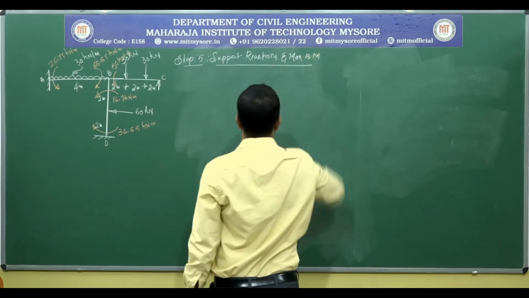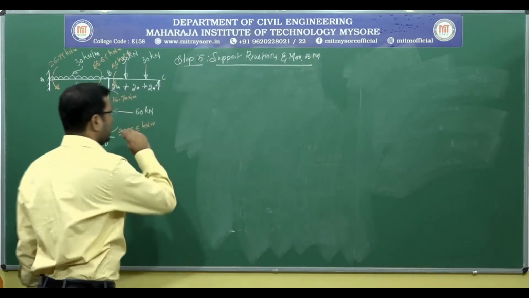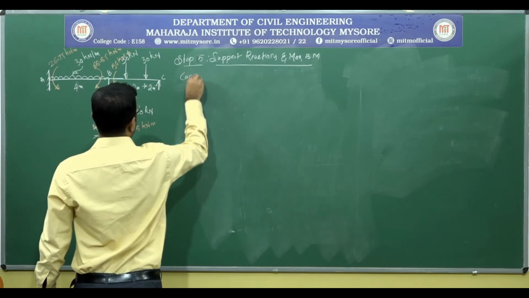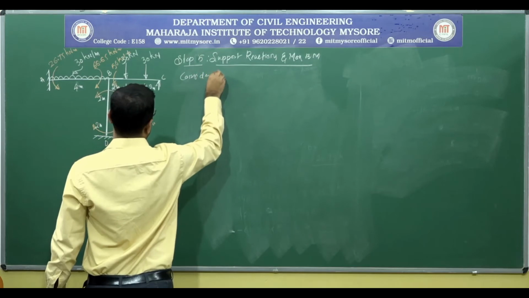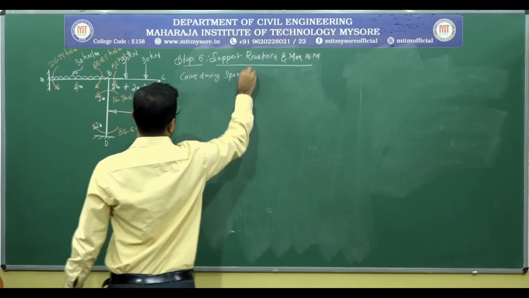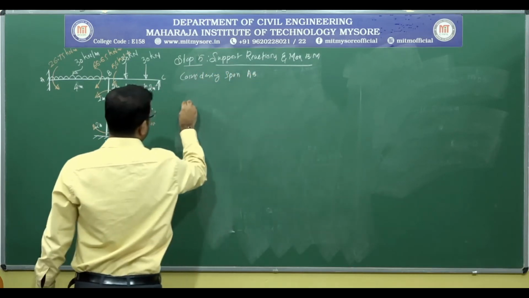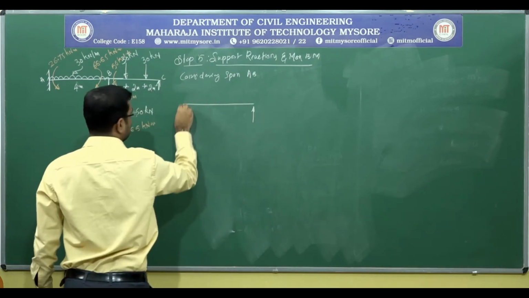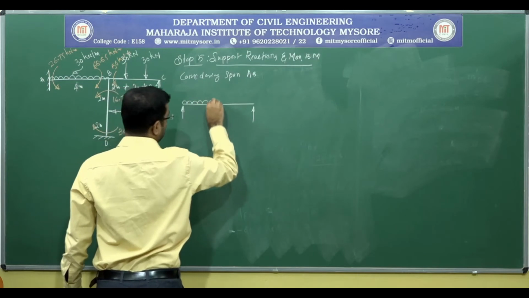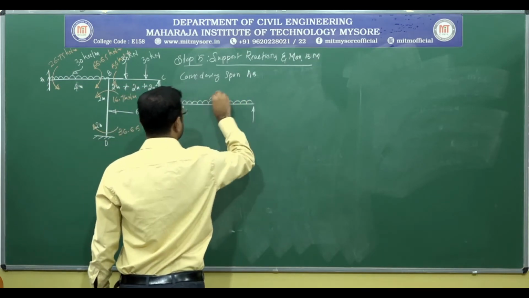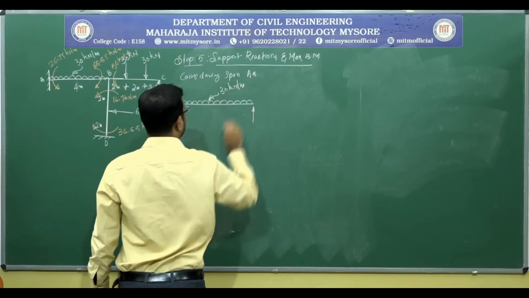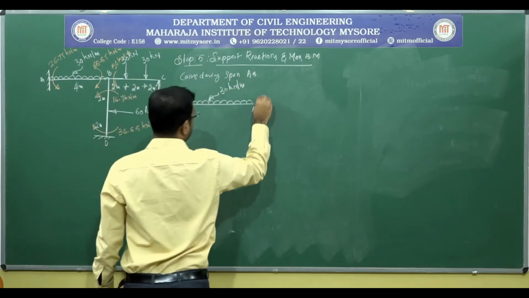So under this heading, let us calculate the values. Considering span AB, if I draw the free body diagram of span AB, on span AB we have a 30 kilonewton per meter UDL.